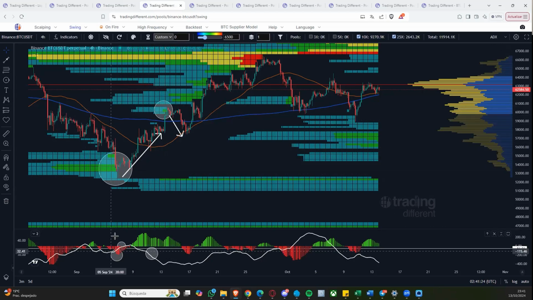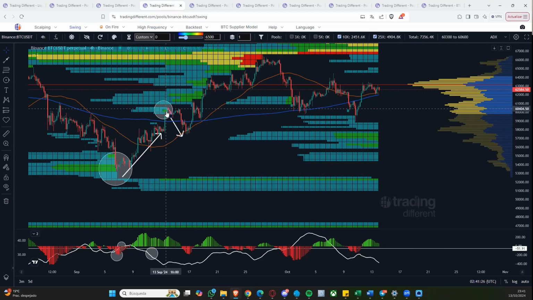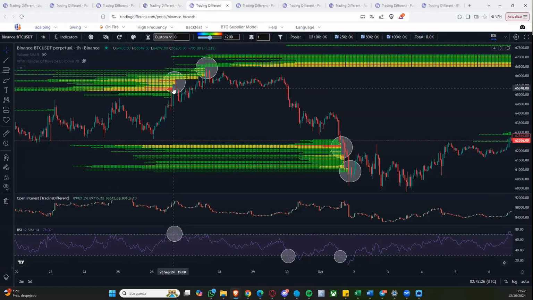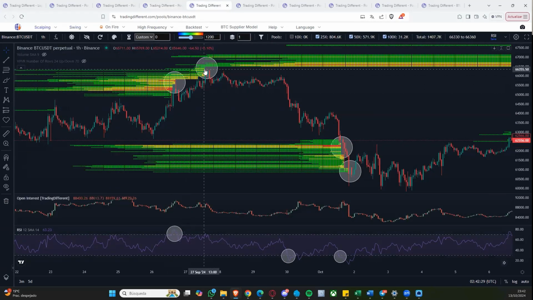All trading systems can be optimized with liquidation heat map. Let's look at an example using the RSI and open interest. If we were only using the RSI, we would have looked for short positions. However, it is better to wait for the liquidity absorption to finish.